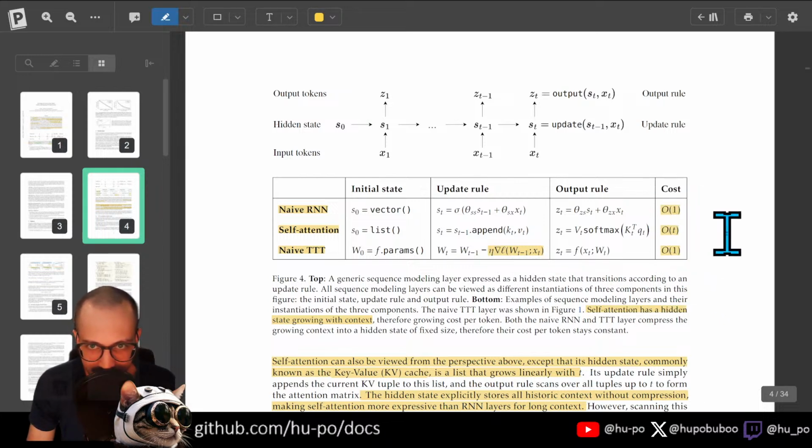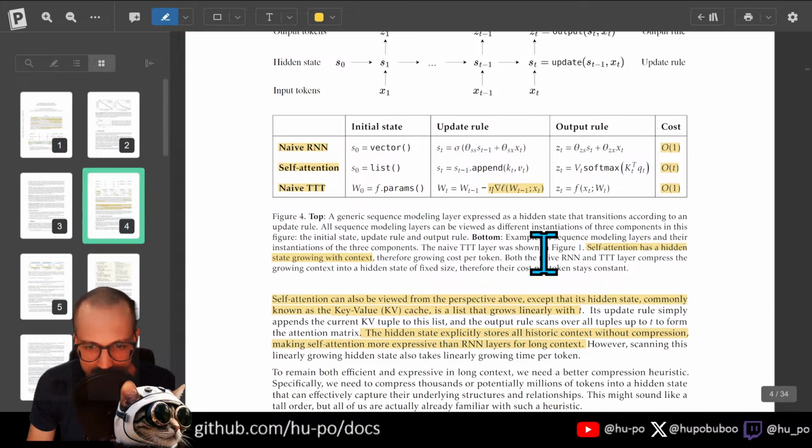So it's like an RNN or like a Mamba where it's O of 1 compared to the O of T of the self-attention. But in practice, is it actually O of 1? And this is where I disagree with this paper. I don't think it's actually O of 1, right?